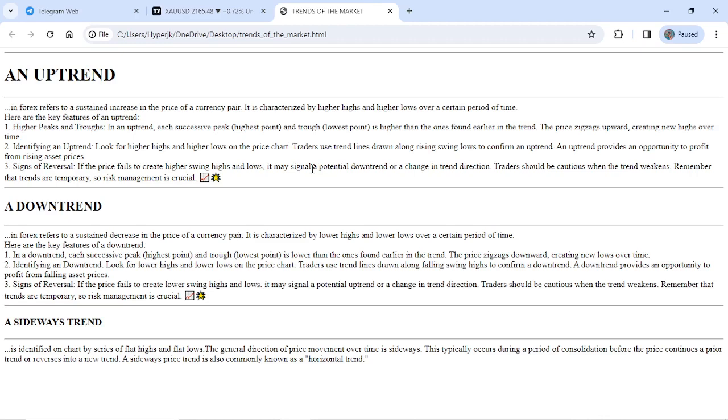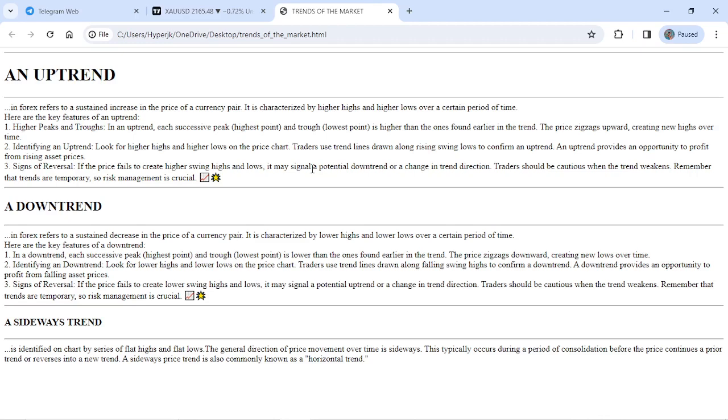And you should be cautious when the trend gets weak. Remember that trends are temporary. The market will not be in an uptrend forever, so it can change at any point in time. So it is important that you risk properly. Right? So these are the basic things that you need to identify an uptrend.